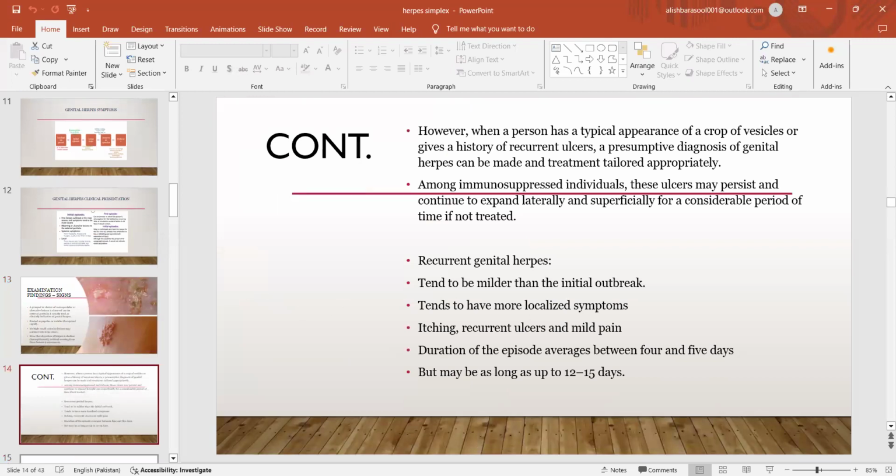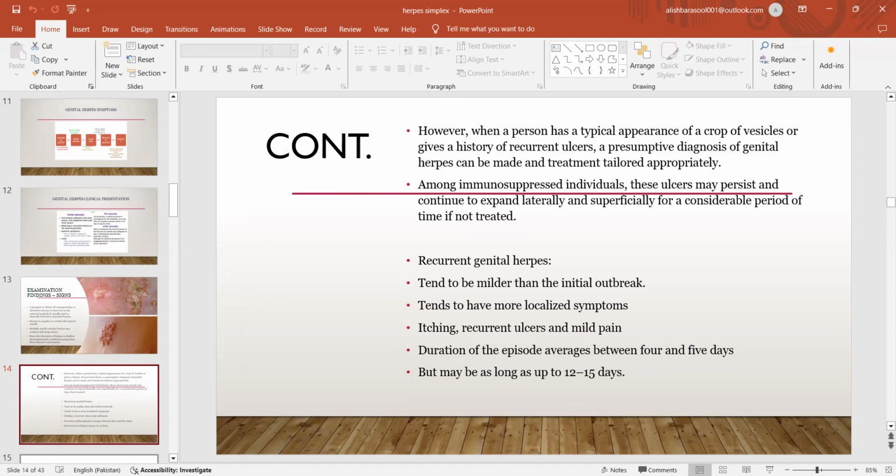However, when a person has a typical appearance of a crop of vesicles or gives a history of recurrent ulcers, a presumptive diagnosis of genital herpes can be made and treatment tailored appropriately. Among immunosuppressed individuals, these ulcers may persist and continue to expand laterally and superficially for a considerable period of time if not treated.